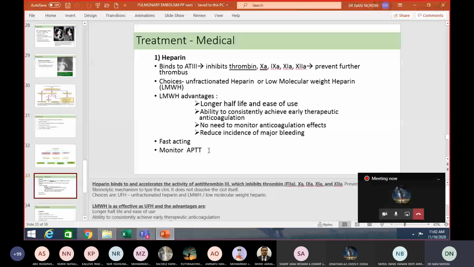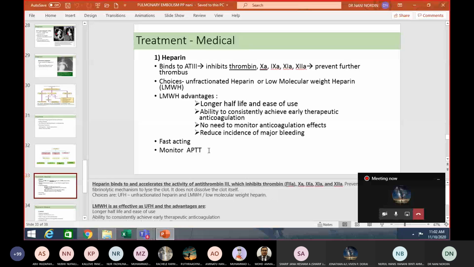Another side effect of heparin, which I didn't put here, is heparin induced thrombocytopenia. So you really have to monitor your platelets. Thrombocytopenia is low platelets, so it can increase bleeding because of thrombocytopenia induced by the heparin. That is the disadvantage of heparin. But you do give heparin because it actually acts quite fast to thin your blood.